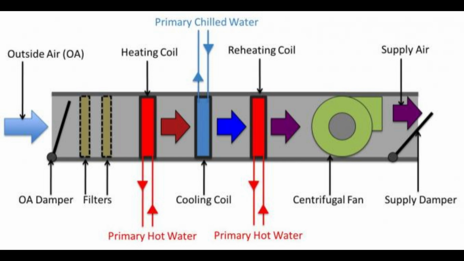Filtration. Filters. Before the air is conditioned, it passes through a series of filters. These remove dust, pollen, and other particulate matter from the air, improving indoor air quality and protecting downstream components.